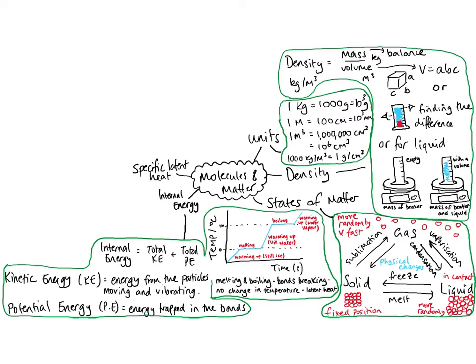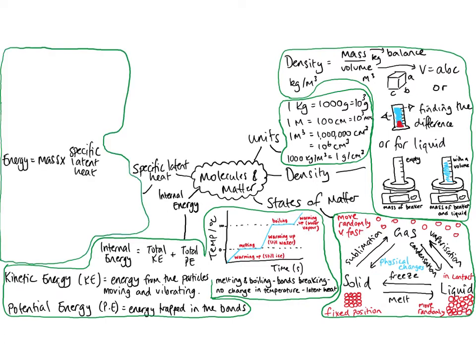So let's look a little bit more at specific latent heat. If we start with the equation, energy equals mass times specific latent heat. And the units, well, energy is still measured in joules, mass in kilograms, so the units for specific latent heat are joules per kilogram. The definition: the energy needed to change the state of 1 kilogram of a substance.